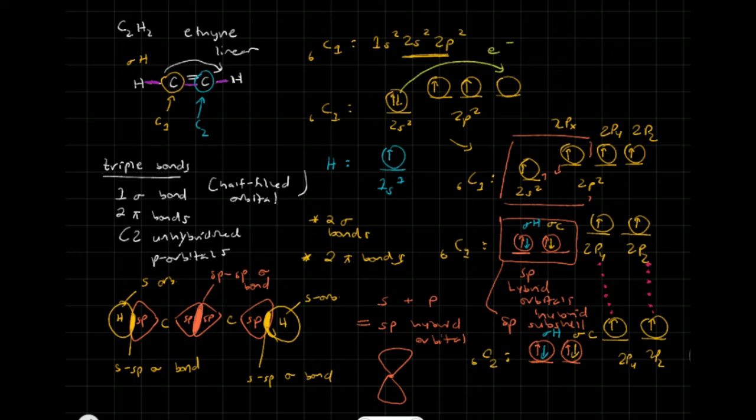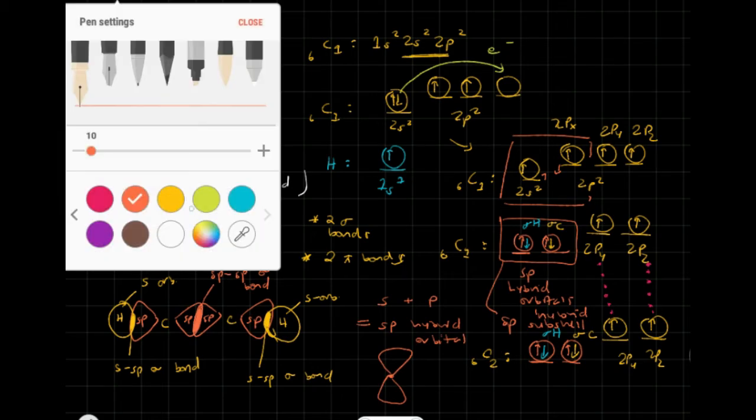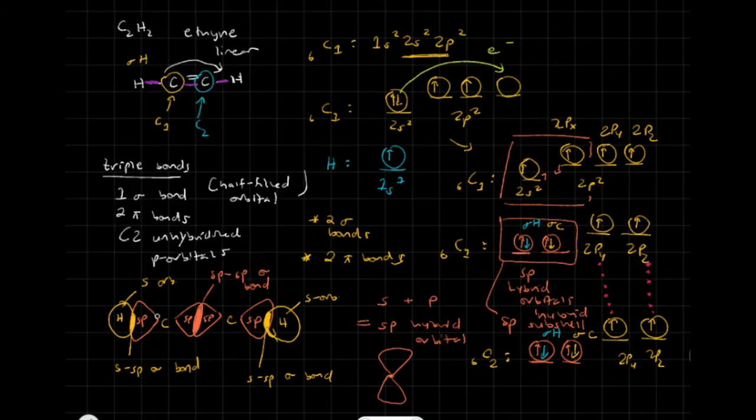Okay. But we also need to account for the pi bonds, right? Now there's going to be two pi bonds. One of the pi bonds is the unhybridized p orbital that's located here. Right? We can notice that each of these unhybridized p orbitals contains one electron.